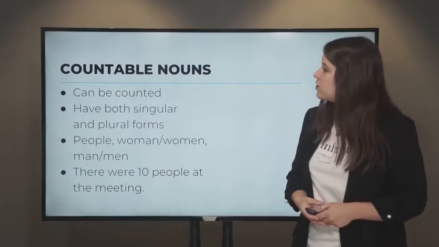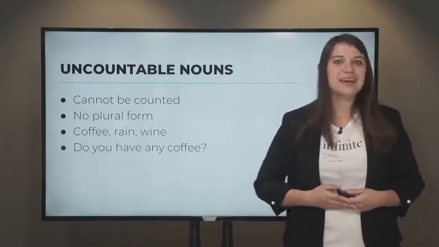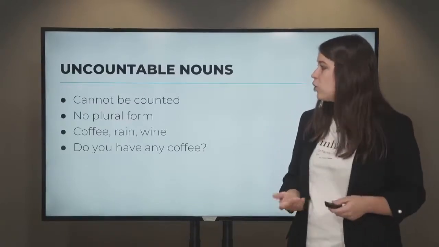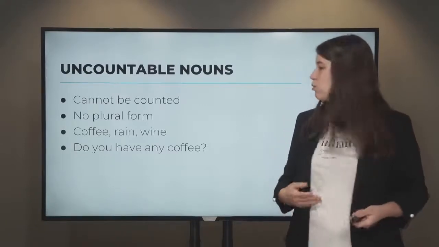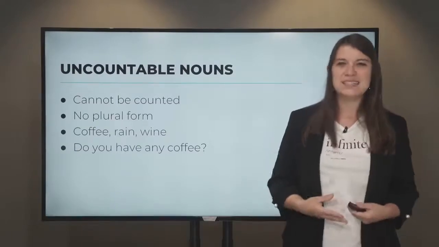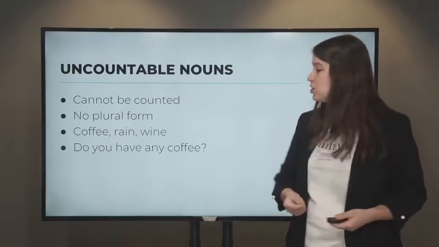Now let's look at uncountable nouns. Uncountable nouns cannot be counted with a number. They have no plural form, and these are things like coffee, rain, wine. You may think, why can't I count it? You can't say, how many coffees do you have? No, you say, how much coffee do you have?